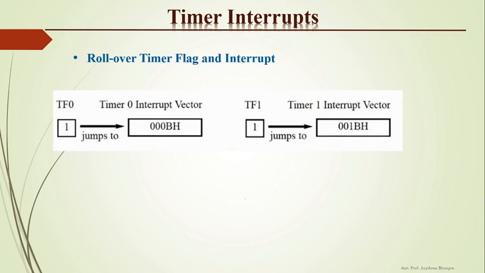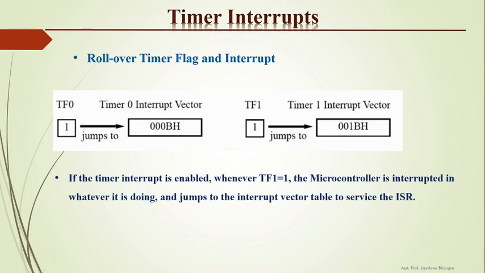So our first interrupt is the timer interrupt. It is also called the rollover timer flag interrupt. There are two timers and two flags, TF0 and TF1, assigned to these timers, which generate this interrupt. When TF0 becomes 1, it sets the interrupt for timer 0 and it jumps to the interrupt vector address, that is 000BH, and for timer 1, when the TF1 flag becomes 1, an interrupt is generated and it jumps to the interrupt vector address, that is 001BH.